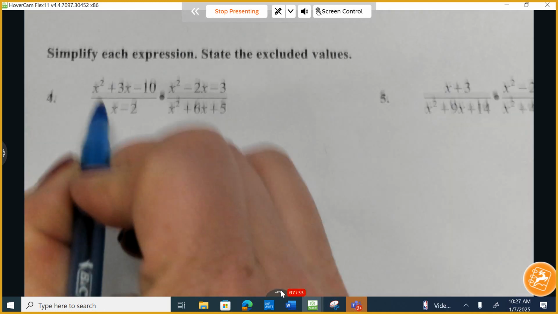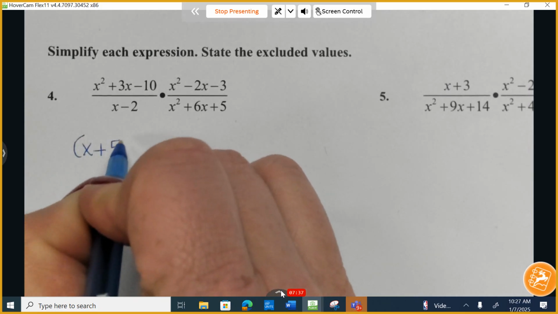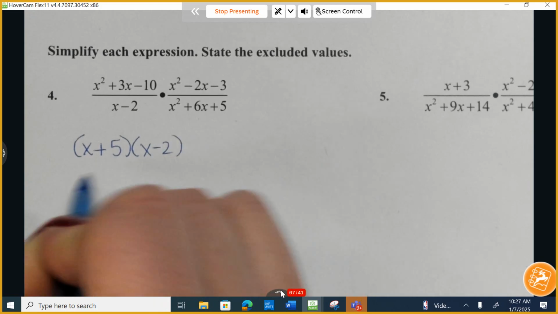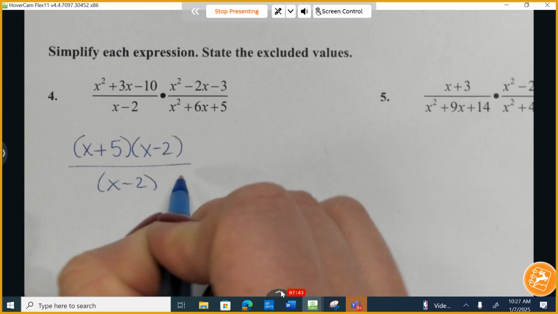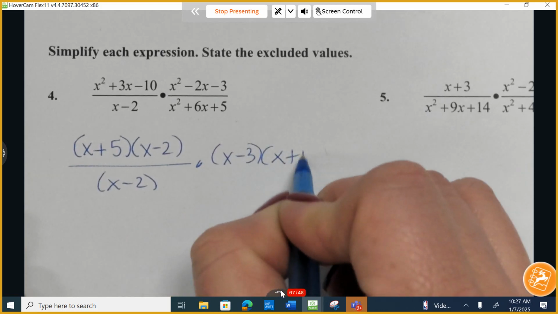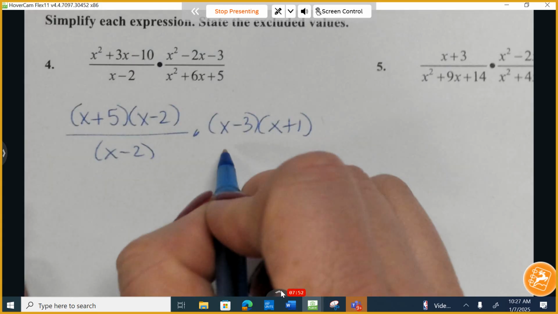So I factored this top part, and you correct me if I make a mistake. I got x plus 5, and I ended up with x minus 2. Yeah. Then over here, I ended up with x minus 3 and x plus 1. Remember, the order doesn't matter. It could be x plus 1 first, it could be x minus 3.